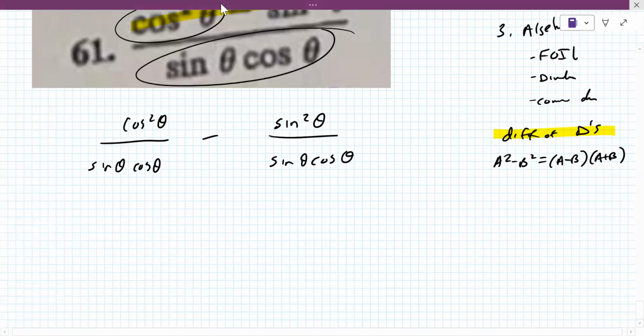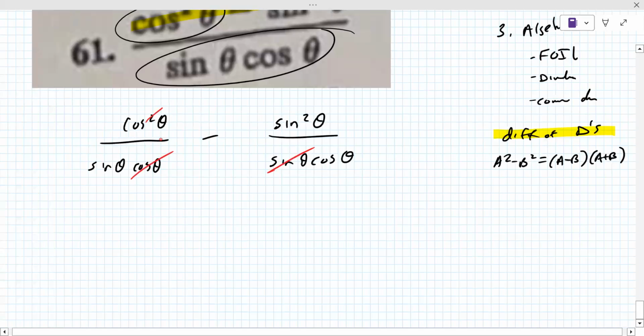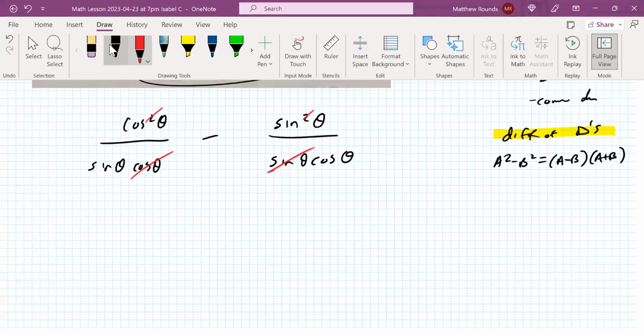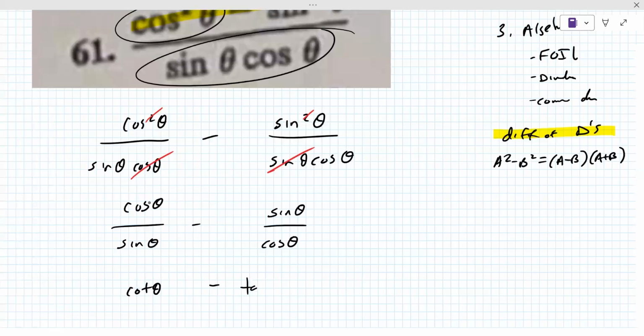So this cosine theta cancels that one, and this sine theta cancels that one. So you've got cosine theta over sine theta minus sine theta over cosine theta, which becomes cotangent theta minus tangent theta.